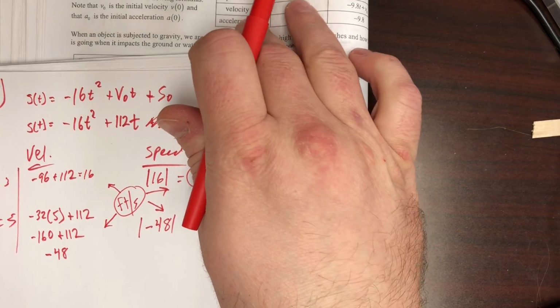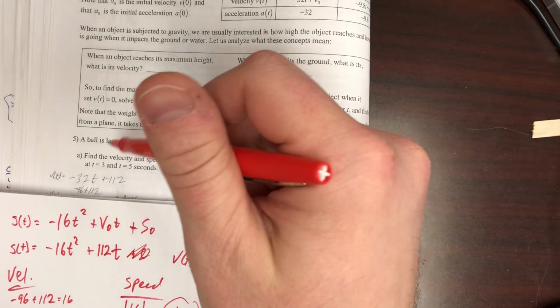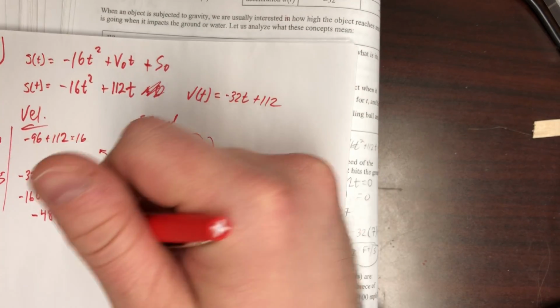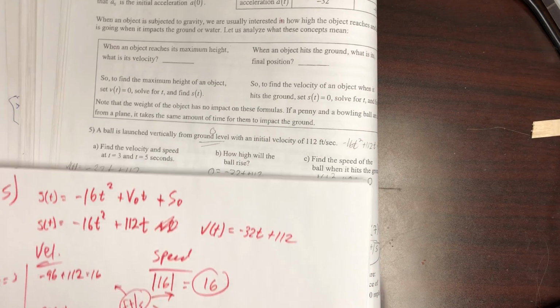All right, so let's see. This is vertically. So this means it's going up, and this means it's going down. All right. How high will the ball rise?